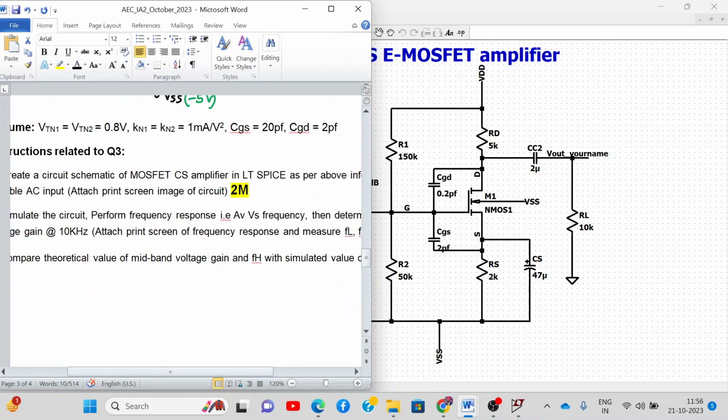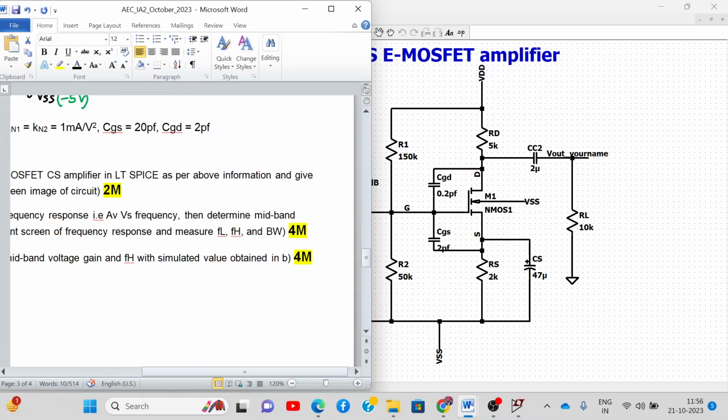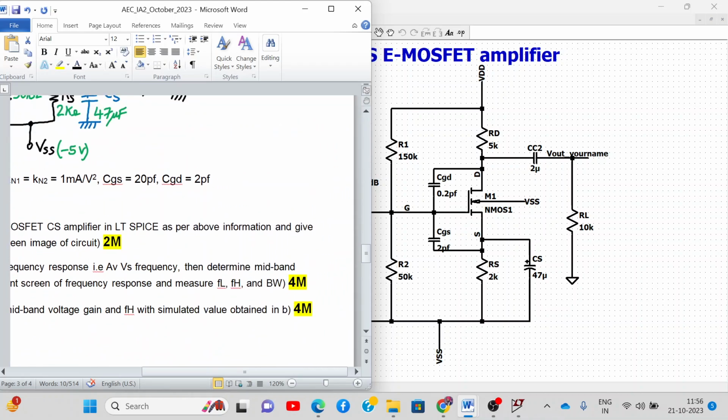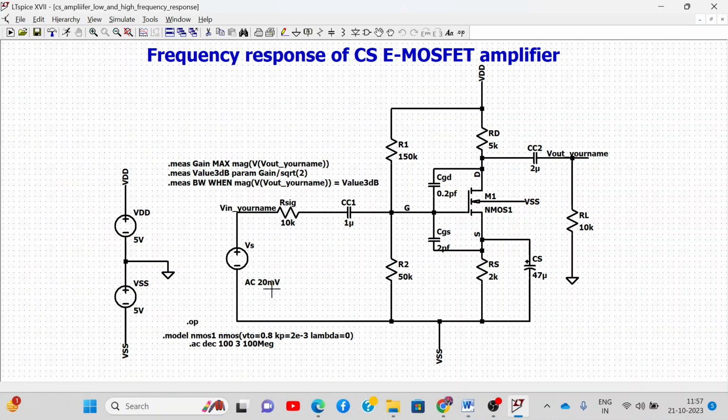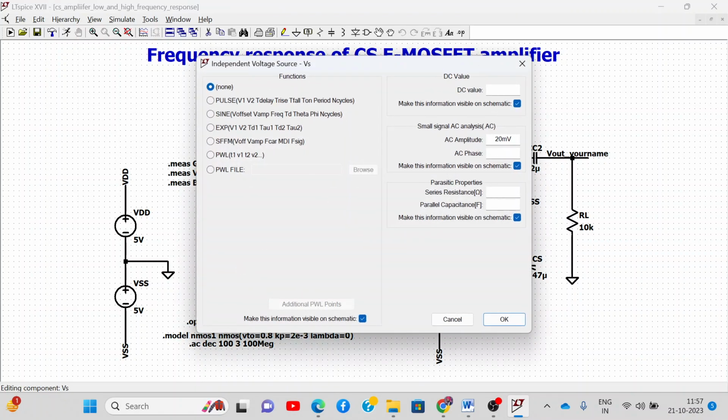Create a circuit schematic of MOSFET CS amplifier in LTspice as per the given information, and give suitable AC input. So AC input you have to give this. Why we give this? Because we want to vary the frequency. So for varying the frequency, you have to give AC amplitude as 20 millivolt. You cannot give a frequency value. So if any student selects sine, that will be wrong. If you give sine, that will be at one frequency, but we want a variable frequency. So you select none and then select 20 millivolt and then OK.